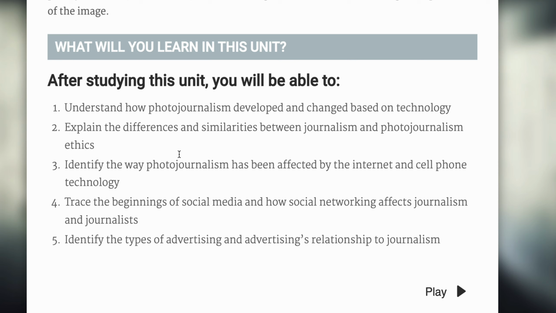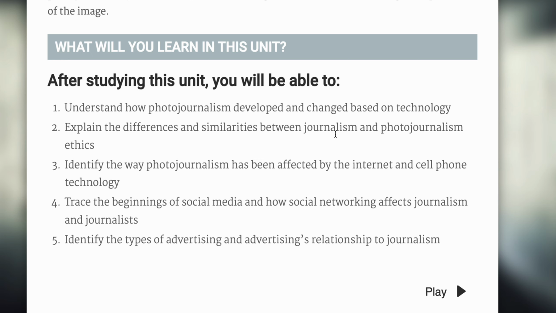You need to be able to trace the beginning of social media and how social networks affect journalism and journalists, positively and negatively. You need to identify, finally, the types of advertising and advertising's relationships to journalism. So those are the 5 important objectives. They're very important, and you need to be able to identify, explain, discuss, defend them in the unit.